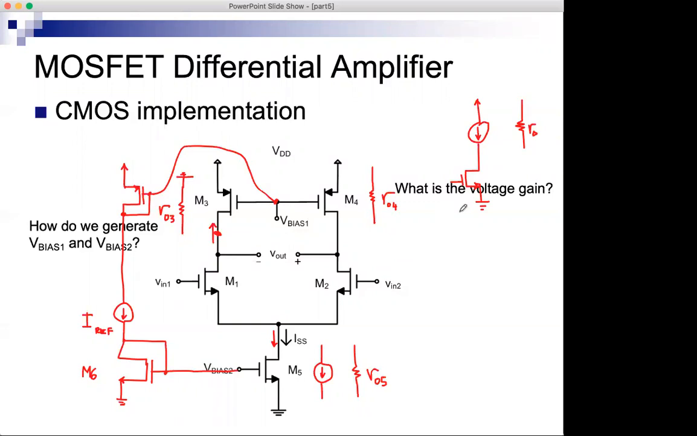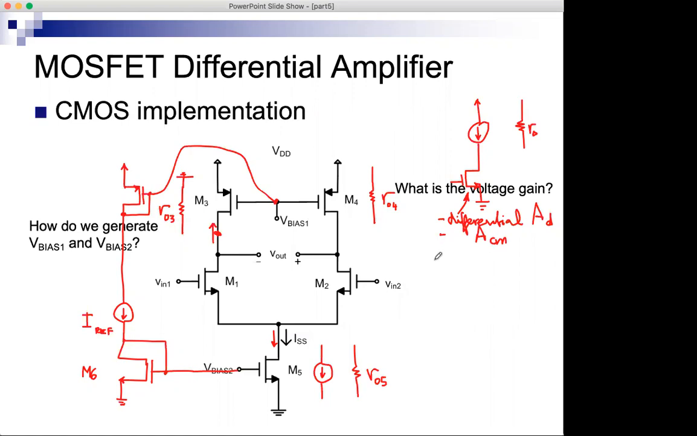So to be able to answer this, I need to insert here differential. What is the differential voltage gain? And then I can answer the question. Differential, so AD, or ACM, or common mode gain. I need to know that before I can answer. Let's say that we want AD.